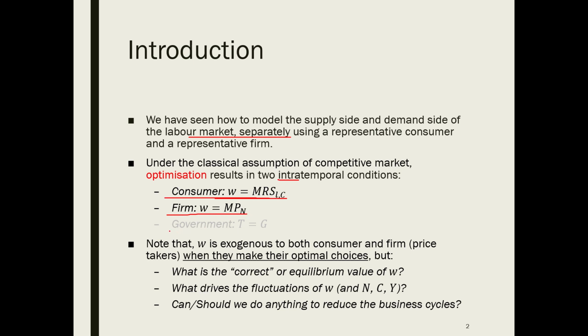There is actually an implicit condition for the government, which simply tries to make ends meet. In mathematics, it means taxation T equals government expenditure G.